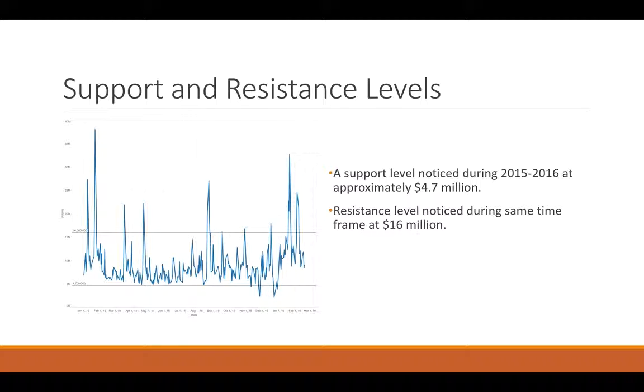But then at the resistance level, you notice at the 16 million level, there are many spikes that go above it, but there are a lot of spikes that correlate to that time frame between September 1st through January 1st. And most of them that go above that sharply return.